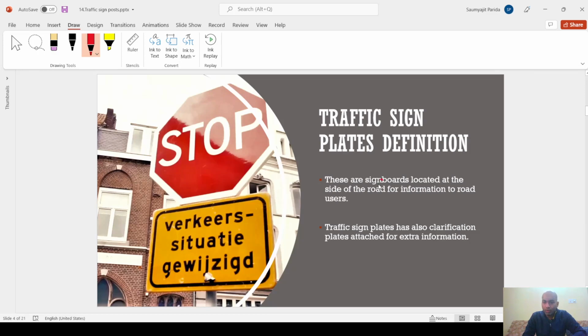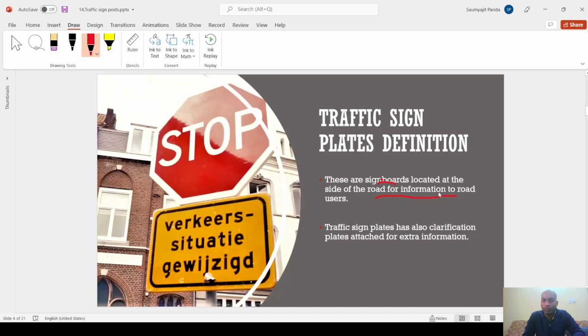These are signboards located at the side of the road for information to the road. And I mentioned the side of the road. It means that the side on which these traffic signboards are placed is the only side for which the rule is applicable. For example, if it is located on the right, then the rule is applicable only on the right side. But some traffic signboards have a word written on them called zone. In that case, it is applicable for both directions. We will go through this during the course of the discussion.